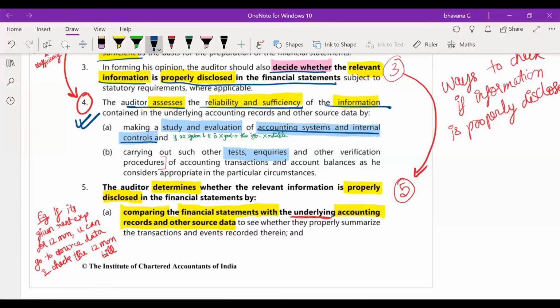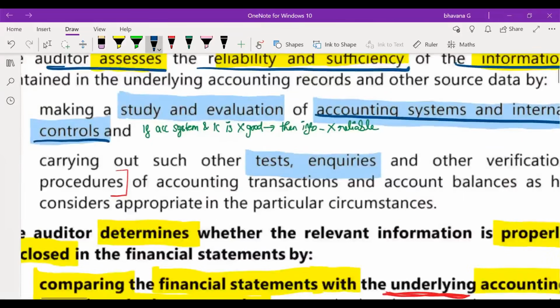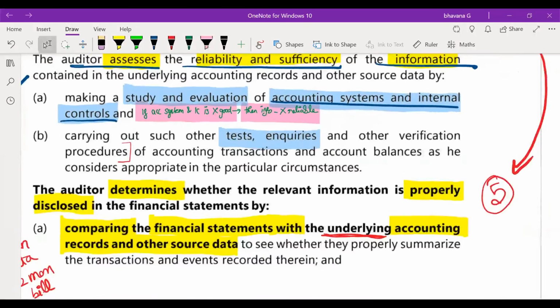Internal controls is also a separate chapter for you in audit. When we take more chapters, you will understand what internal controls actually are. If you don't understand the term now, it's still okay. The auditor will study and evaluate whether the accounting systems and the internal controls in the company are correct and good. If the accounting system and internal control are not good, then the information we have obtained will not be reliable, because it is using these accounting systems that you would have found out the information, right?